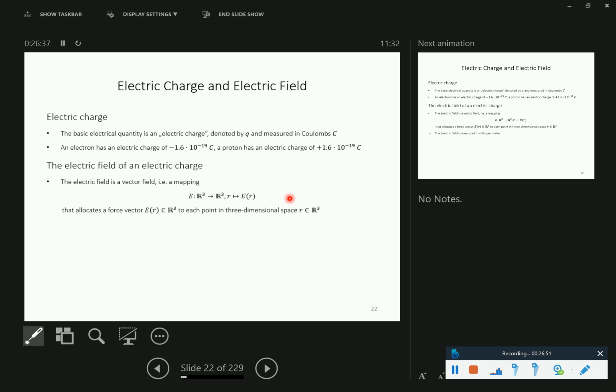Now, what an electrical field given by an electrical charge does is this: once you have an electrical charge here, it induces an electrical field everywhere around it, meaning that now at each point around this electrical charge, you have a force vector that determines how, and we will see that, another electrical charge is moved or affected by this original electrical charge.